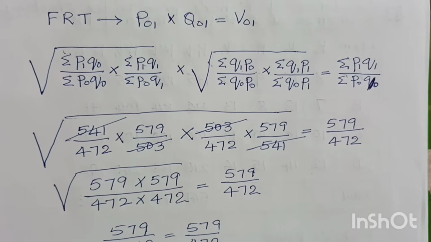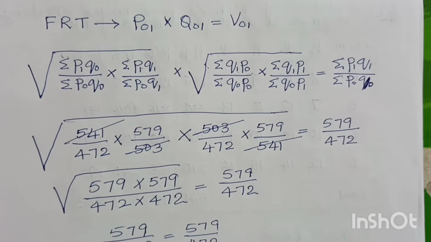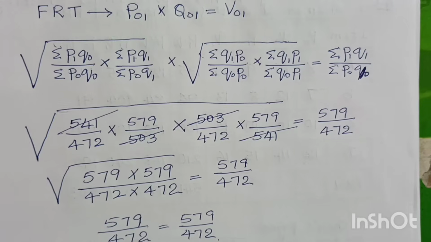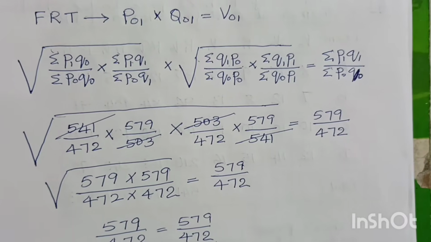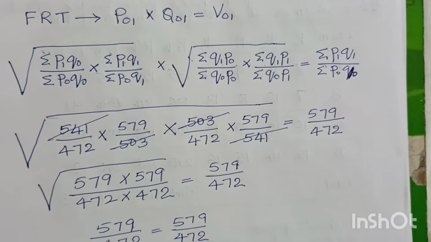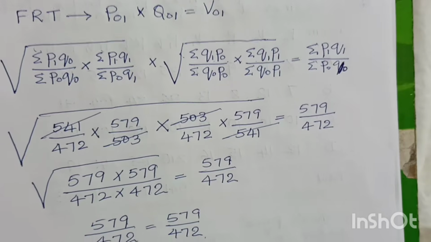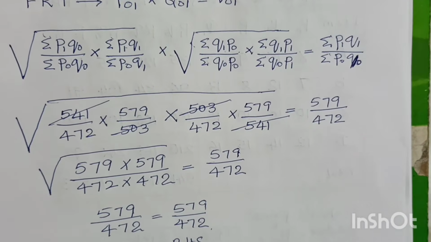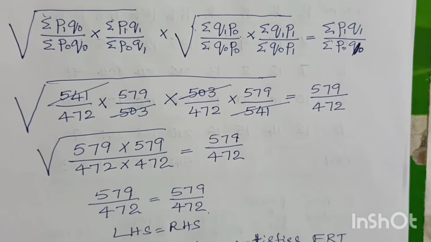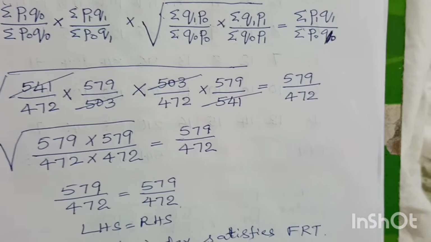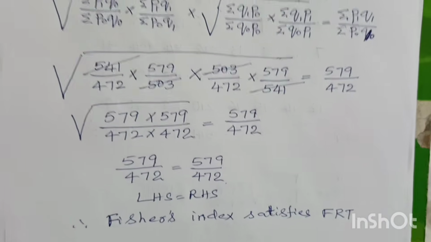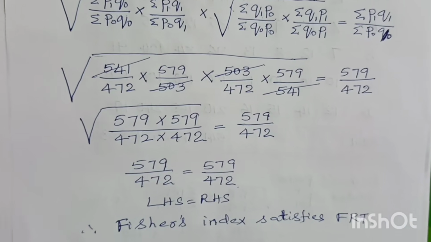So next step, substitute the values. So here 541 gets cancelled with 541 and 503 gets cancelled with 503. And you will get 579 into 579 in the numerator inside the root, and 472 into 472 in the denominator inside the root. That is equal to 579 by 472. So root of 579 into 579 divided by root of 472 into 472, that is nothing but 579 by 472. LHS is equal to RHS. So therefore you can write Fisher's index satisfies FRT.